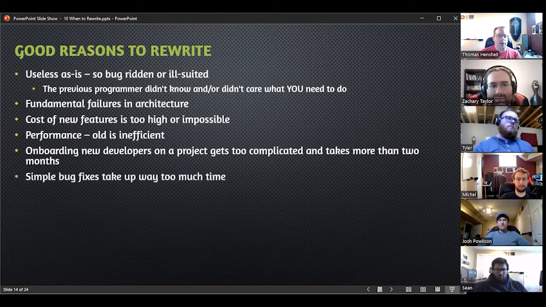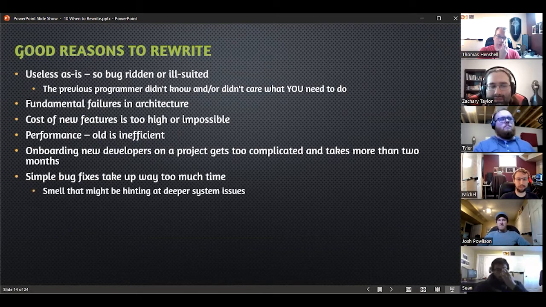Next, simple bug fixes take up way too much time. That's the fear factor of spending a day fixing a 1-hour bug, and that's going to happen day after day because of how convoluted it is, or because of the messaging system firing off messages all over the place, and I can't trace the call stack. While you're bug fixing, there may be a smell hinting at a deeper system issue. You're looking for one bug and discover it's actually a symptom of a larger issue. That's a good reason to rewrite: there's a lot of smell in this area of the code.